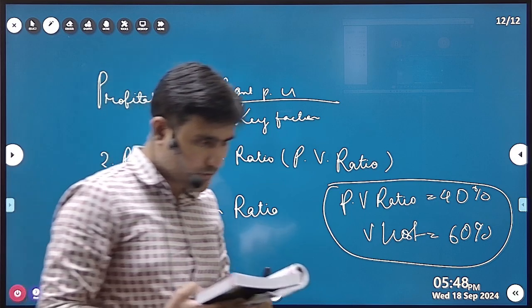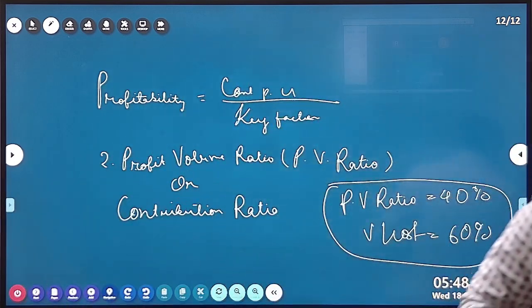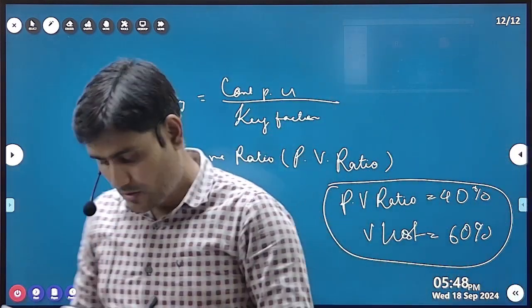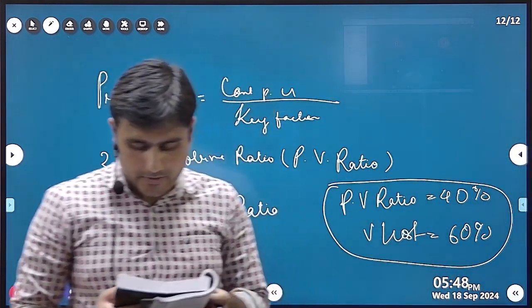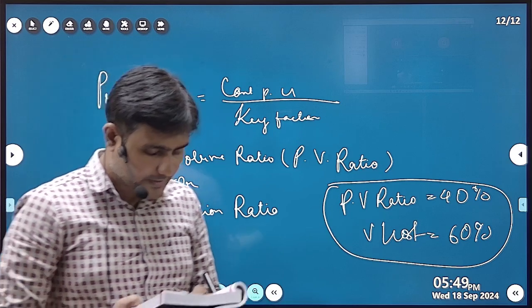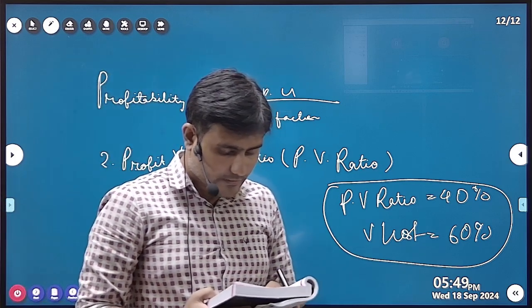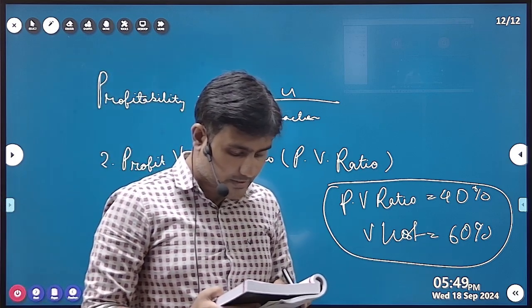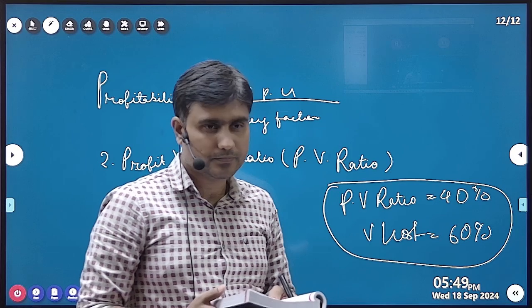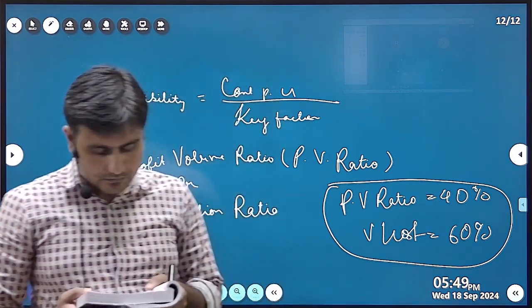PV ratio is useful in determining the profitability of the products in the following two situations: when the sales potential in value is limited, and when there is a greater demand for the product. Okay.